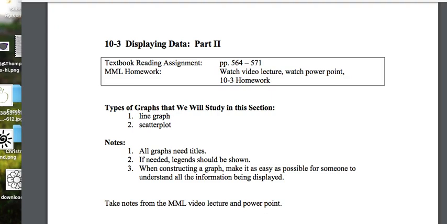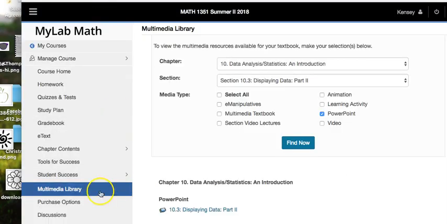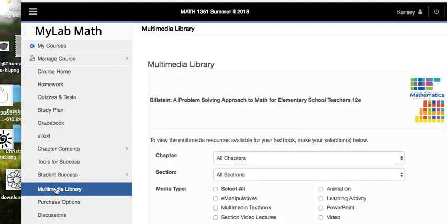From your textbook. Also, the video lecture and the PowerPoint are excellent for MyMathLab in this lesson. I don't use these too often, but this is one section that I think they are very good. And so I want to show you how to get those because we're not going to do a lot of notes from here. I am going to go through the PowerPoint with you, and then I ask that you watch the video lecture. When you're in MyMathLab, you can go to Multimedia Library to find that.